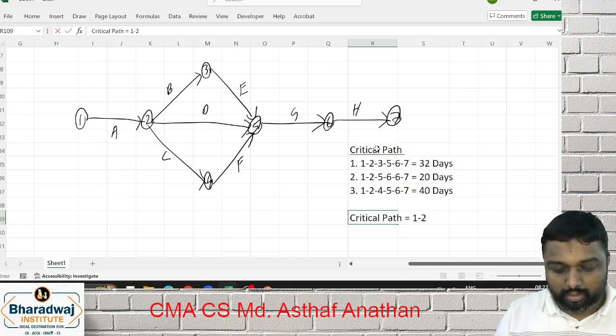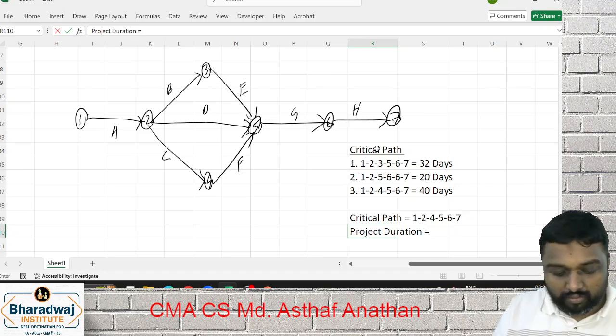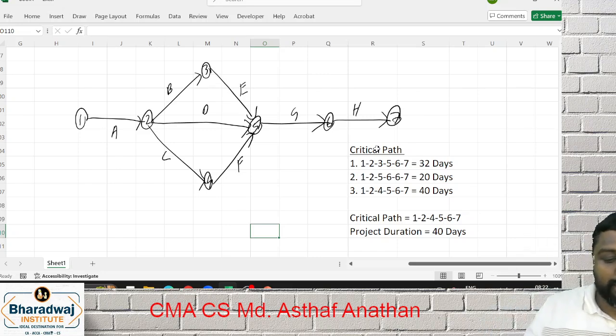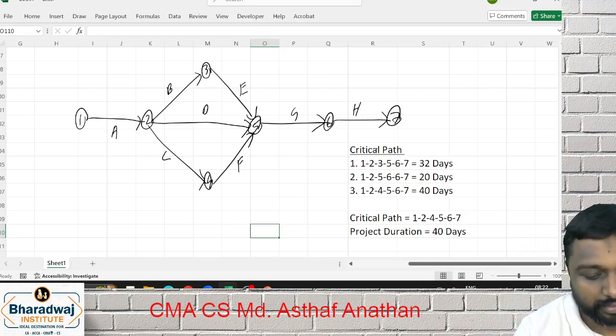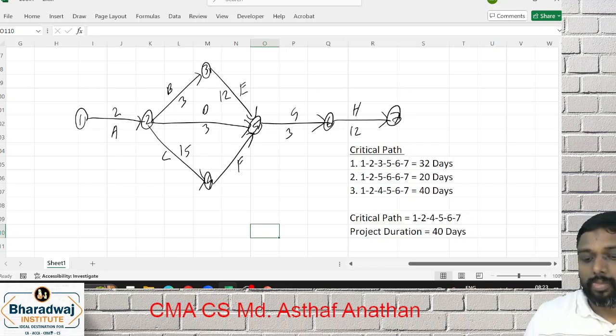Critical path 1 to 2, 2 to 4, and project duration. Very good. You can go for 40 days. Hope all of you are clear. So can anyone tell me what is the duration for each: 1 to 2, how many days? 2 to 3, 2 to 4, 2 to 5, 3 to 5, 5 to 6. Then hope all of you are clear.